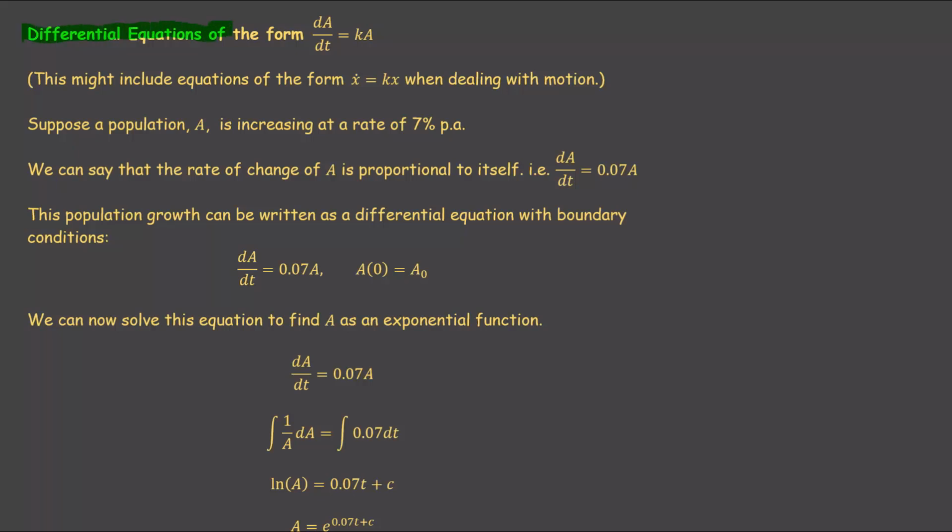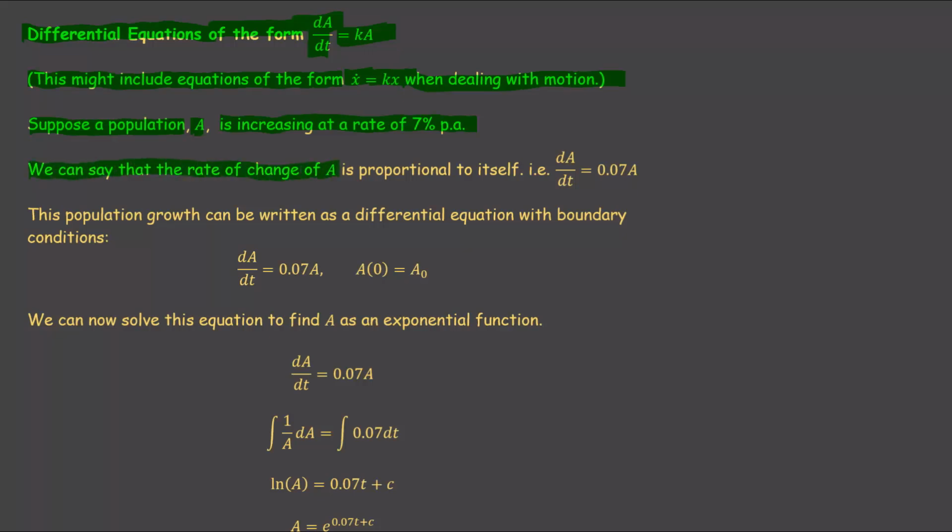Differential equations of the form dA/dt = kA are separable. This might include equations of the form x dot = kx when dealing with motion, as we'll see later in the course. Suppose a population A is increasing at the rate of 7% per annum. We can say the rate of change of A is proportional to itself.